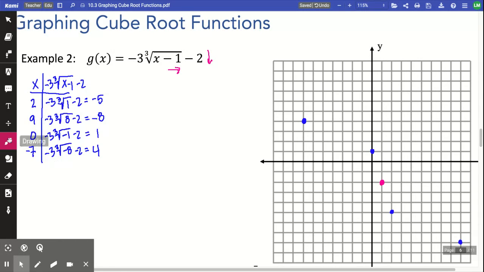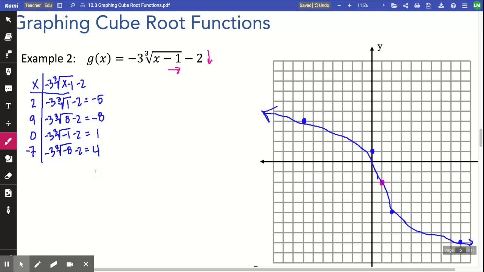All right, here are my points plotted. Again, you can see that there's the reflection over the x-axis because now my end behavior is going up on the left and down on the right. And if you picture that vertical stretch, each of these points are being pulled up and down from where they normally would be. Okay, so there's my graph, the best I can do with what I have.